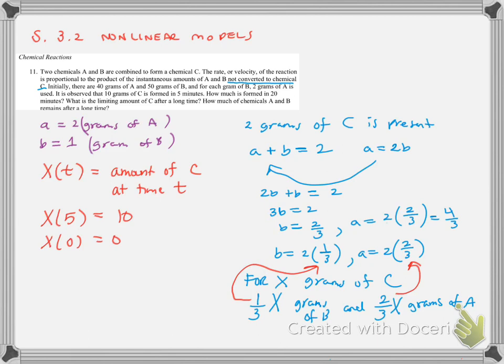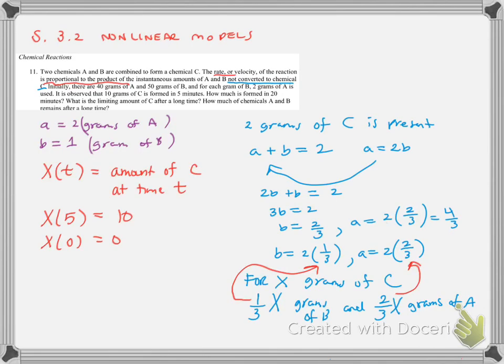But we're told that the rate, so x prime of t or dx dt, is actually proportional to the product of the instantaneous amounts not converted to chemical C. Well, what does that mean? So what that means is, going back here, we see that we have 40 grams of A, right? And 50 grams of B. And we just saw that in terms of what we're going to have to use, we're going to have to use 1/3 X grams of B and 2/3 X grams of A.